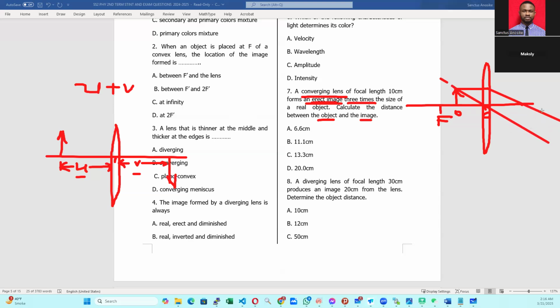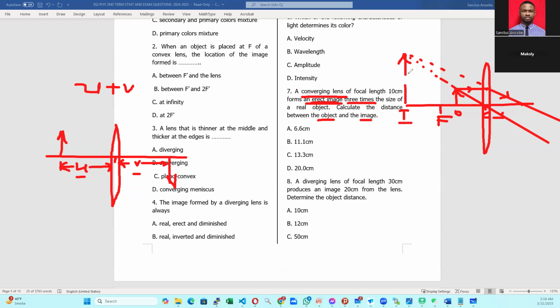Because on this side, there's no way these two rays can meet. You see, these two rays can never meet, because if you keep drawing them, they will keep widening up, keep opening up. So you trace the rays backwards. Where these two rays meet is where the image is formed. So this is the virtual image that is formed.